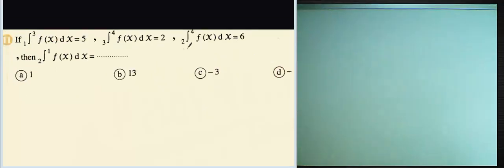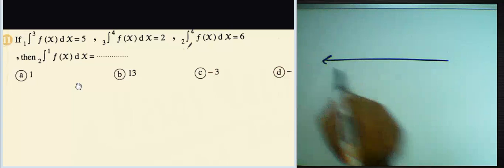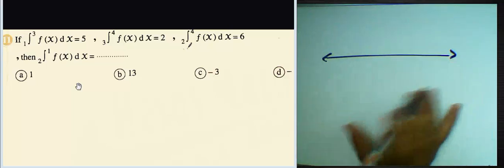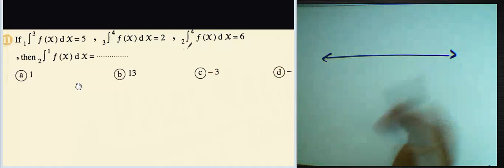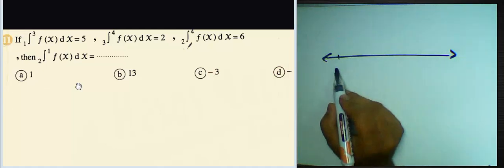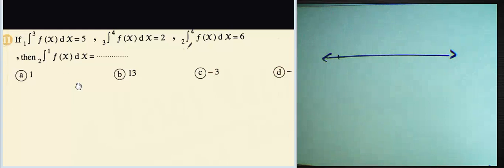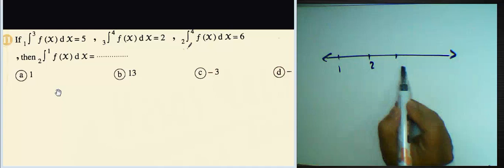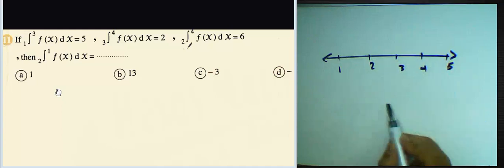Question 11. If integration from 1 to 3 about the function equals 5, integration from 3 to 4 about this function equals 2, integration from 2 to 4 about this function equals 6, we want to find integration from 2 to 1 about this function. We must replace these points on a straight line and arrange them in descending or ascending order as you like, from left-hand side to right-hand side, ascending. Right here from the interval, beginning with the least number, we have 1 here, 2, 3, 4, and 5.